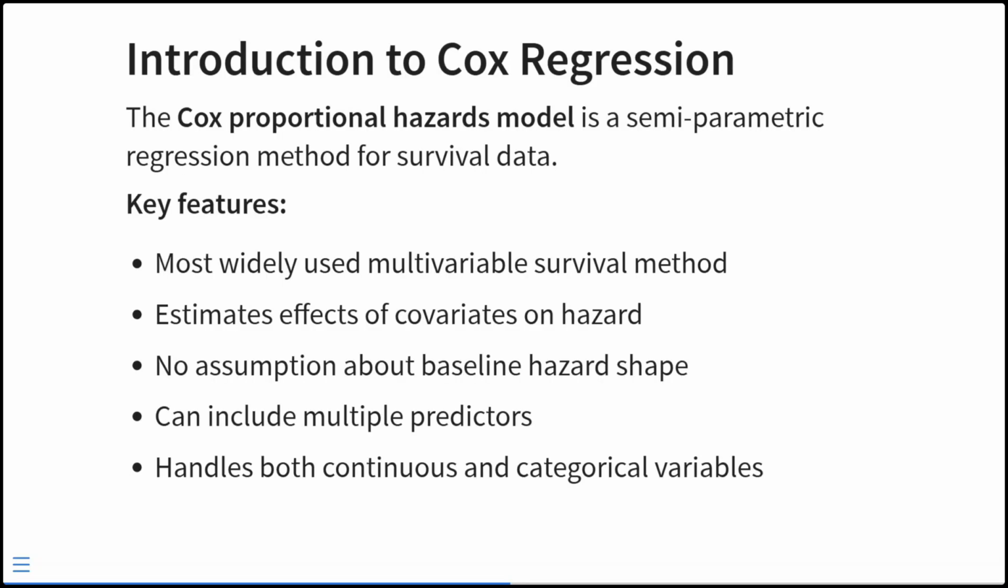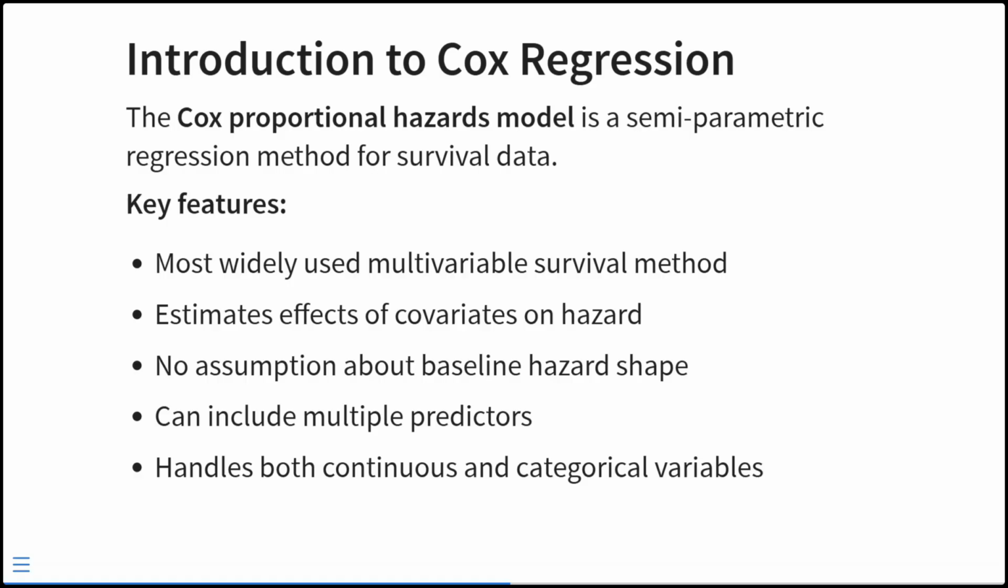The Cox proportional hazards model. So, Cox regression now. I told you that Cox regression solves some of the limitations of the Kaplan-Meier curve. Cox regression is a semi-parametric regression method for survival data, and it's mostly used as a multivariable survival method to estimate the effects of covariates on the hazard.